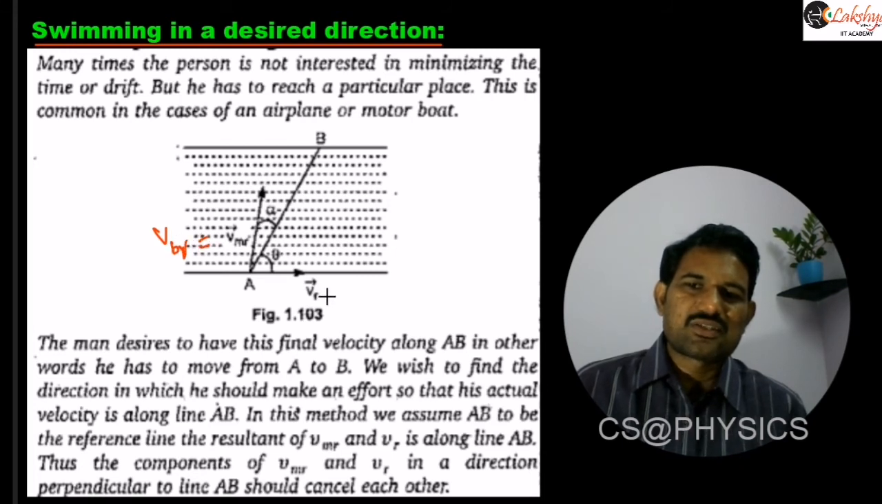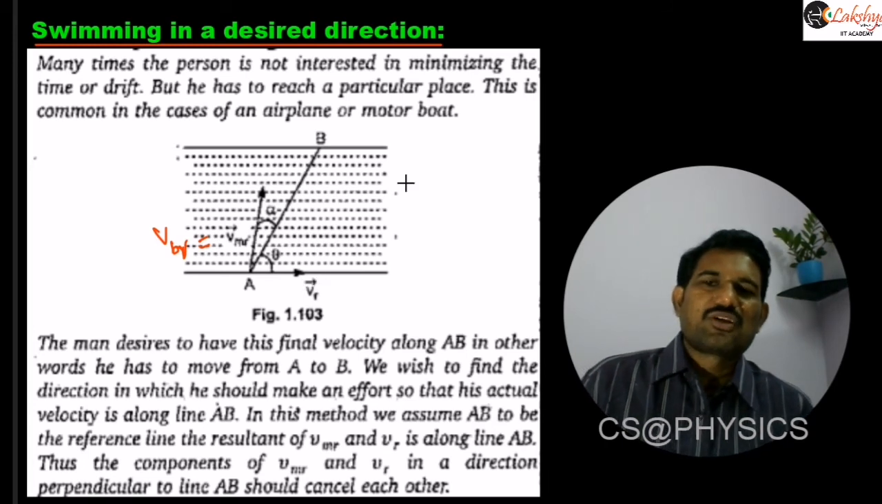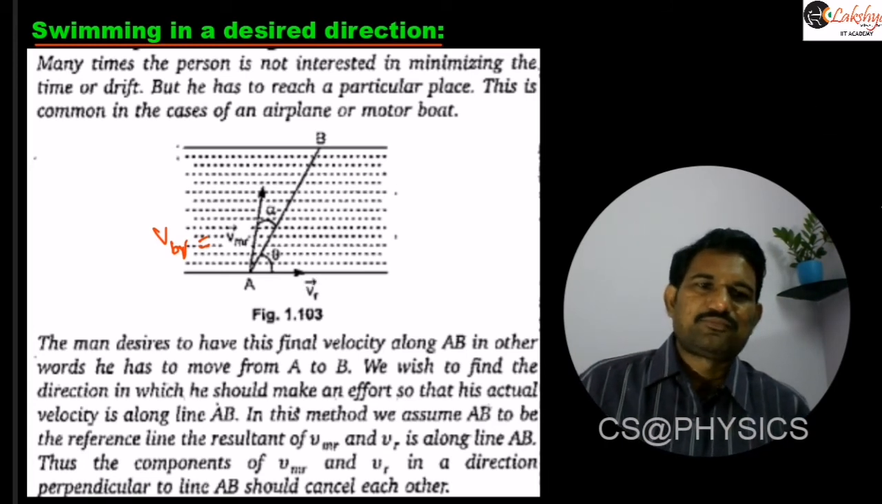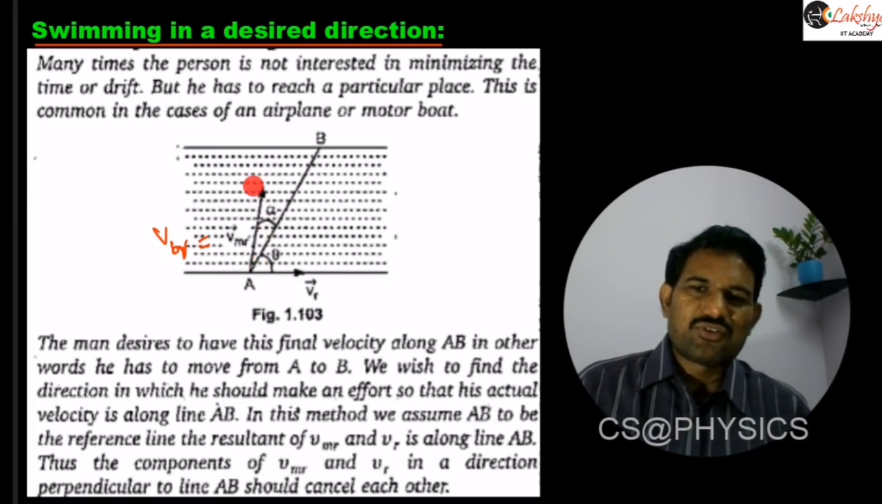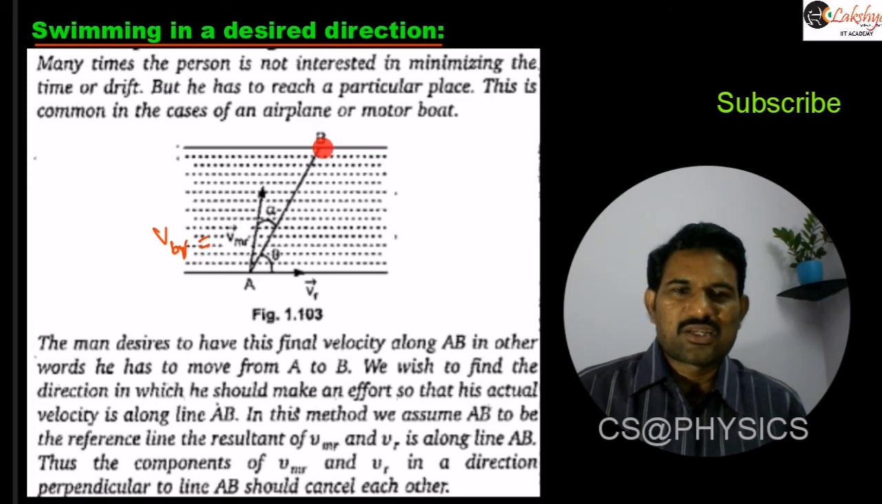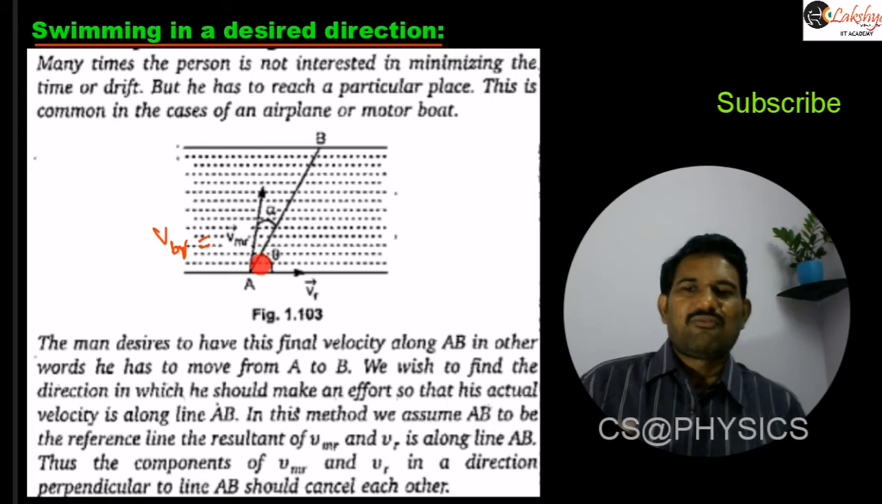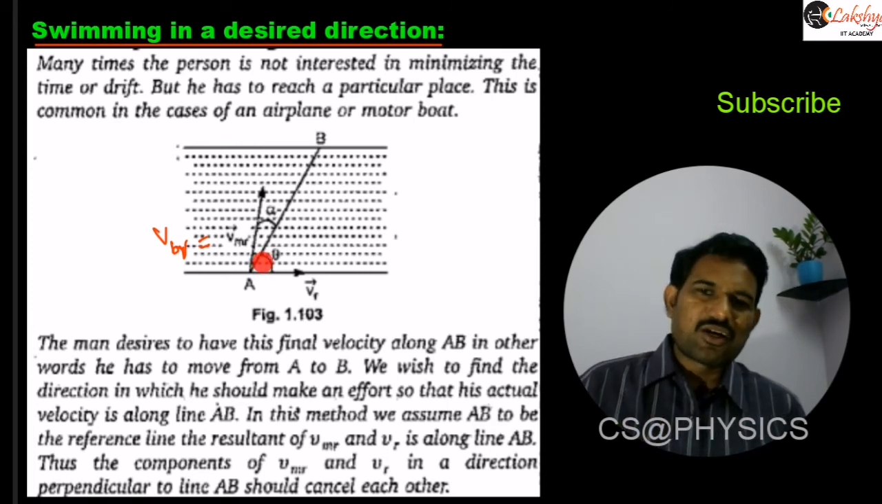So you can take this as VBR or VRB or VMR. There is no difference in that, right? So that means now we are assuming that the person is traveling along this. That means velocity of boat with respect to the river is along this direction, and velocity of the river is along this direction, but the person wants to travel along this direction. So the boat velocity with respect to the ground must be along this direction.